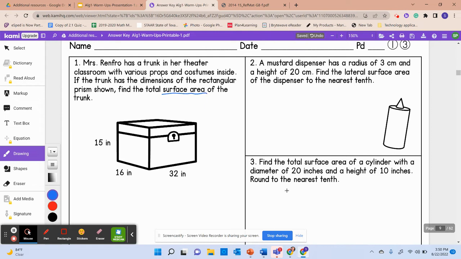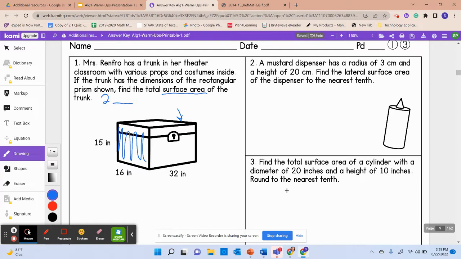So the surface area means that we are doing all of the outside. For instance, like if we were doing wrapping paper, which I know that if I'm doing a rectangular prism, this side matches this side of the trunk. So we can have two of those sides of the trunk.